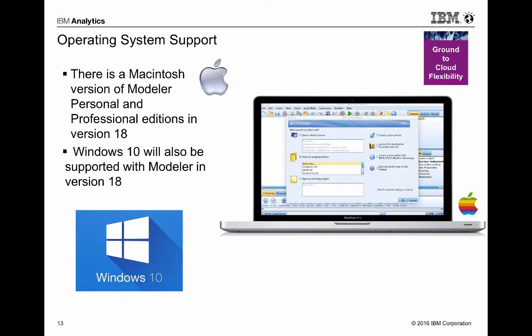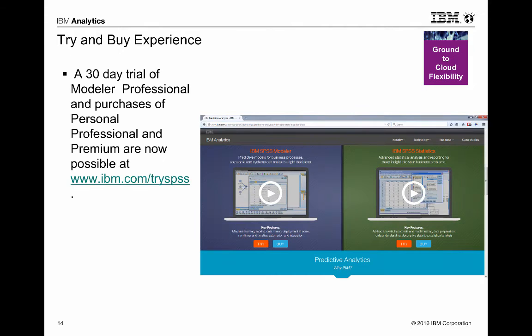All right, the next one up has to do with the ground to cloud flexibility. There's desktop versions, there's versions up in the cloud. There's now Windows 10 support with Modeler version 18, and there's also Macintosh support. So if you're like me and have a Macintosh, you don't have to go switch to the Windows VM to use your Modeler version. It's pretty cool.